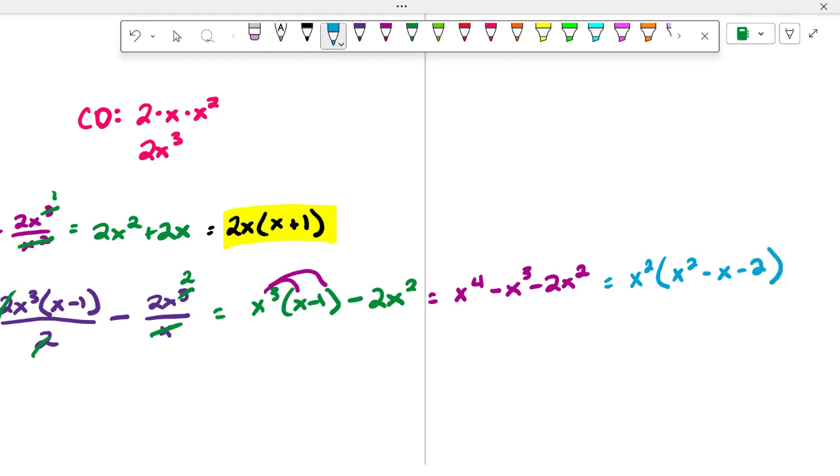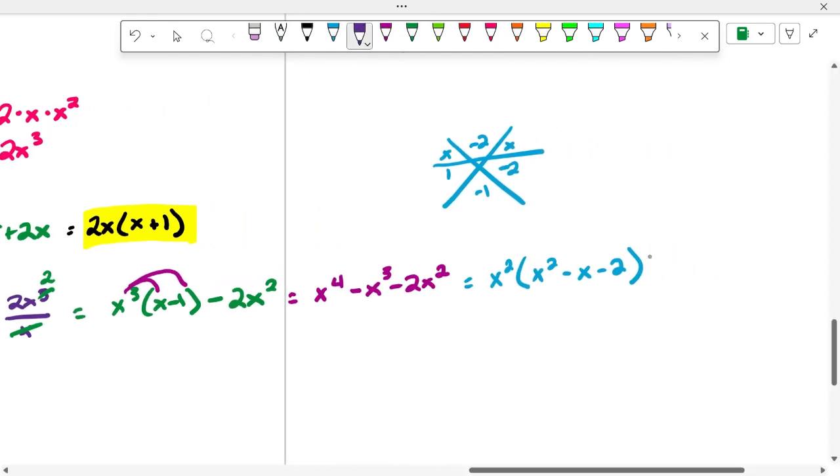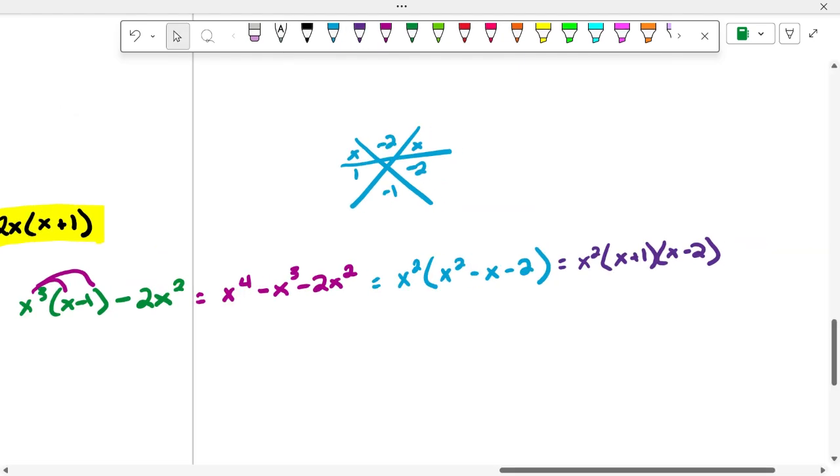Good. Now, that trinomial I can also factor, so you can do a quick big X. So negative 2 on top, negative 1 on the bottom, which the only factors of negative 2 are 1 and 2. Which one has to be negative? 2. So the negative has to be the 2, and if you do the snowflake, just write the AX on top. So this would be x squared times x plus 1 times x minus 2. Now it's fully factored, so this is my entire denominator.